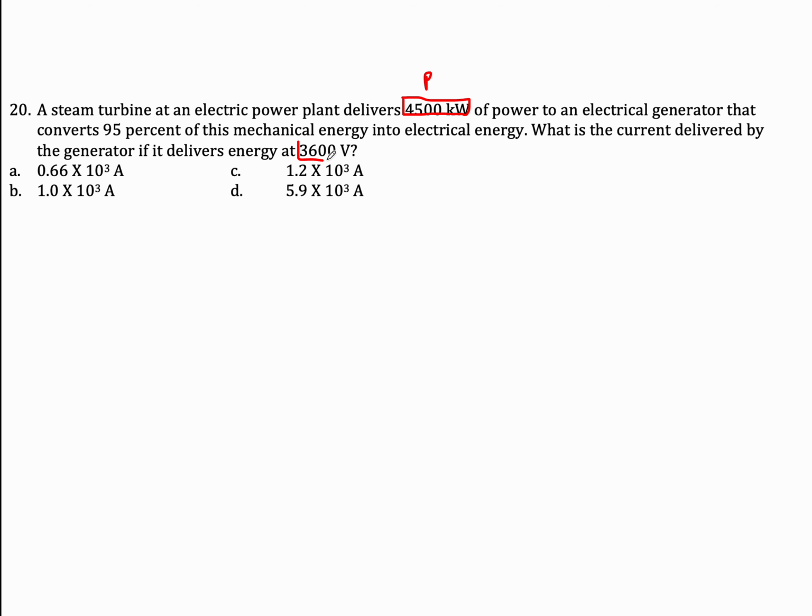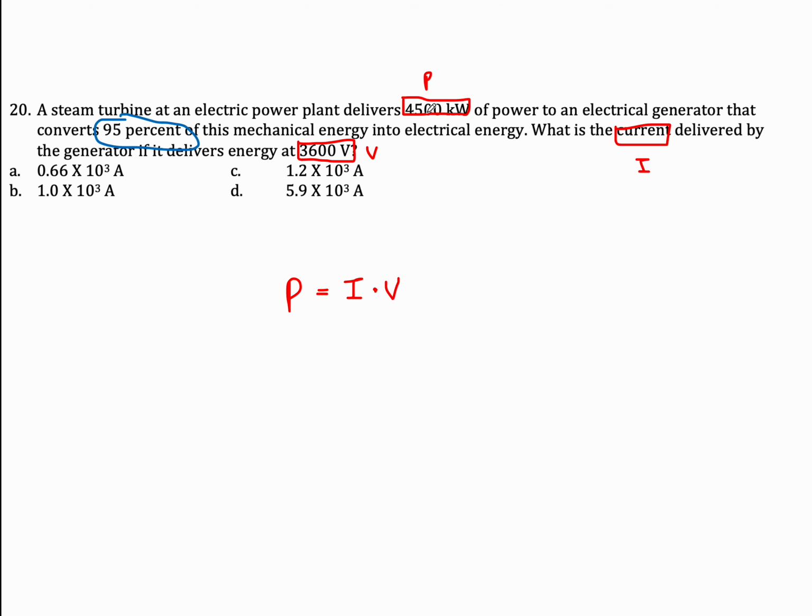Why is this one so horrific? You're like, oh, wait, this is easy. We're looking for current, I. You're like, oh, this is just one of those power equations. Yeah, in fact, power is equal to current times voltage is the one we're going to use. What's the twist in this one? This 95% is the twist of this one.